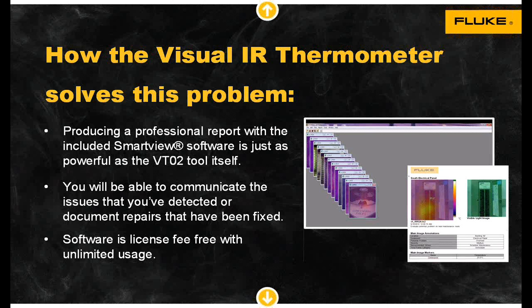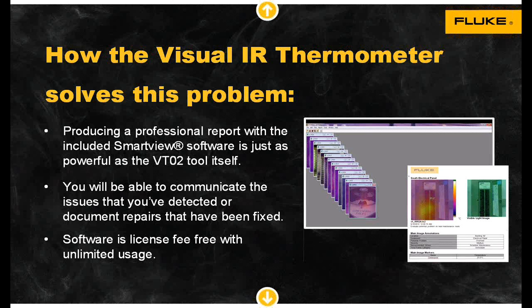How the visual IR thermometer solves this problem. Producing a professional report with the included SmartView software is just as powerful as the VTO2 tool itself. Through the software, you can make further adjustments to your image, such as correcting the emissivity value if you didn't know it on site, reblending the image fusion for greater thermal or visual clarity, and finally producing a professional report. You will be able to communicate the issue that you've detected or document repairs that have been fixed.